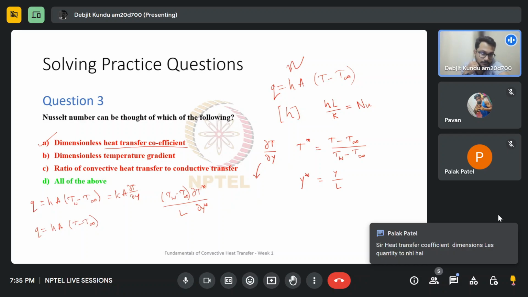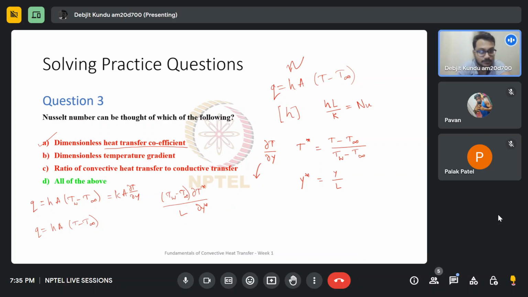Heat transfer coefficient is not a dimensionless quantity. So heat transfer coefficient itself is not dimensionless, but if we try to make it dimensionless, then it would be similar to the Nusselt number mathematically. Does that answer your question? Okay.